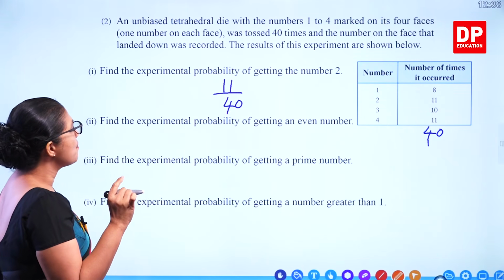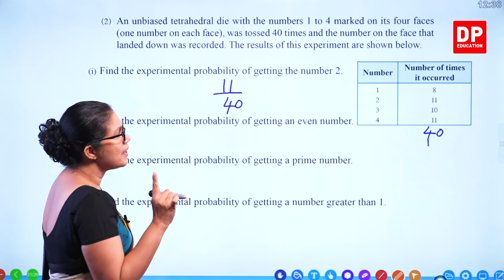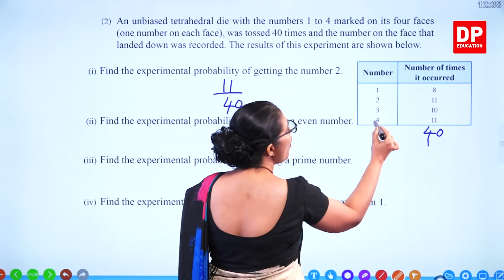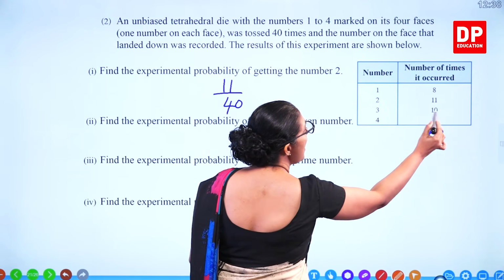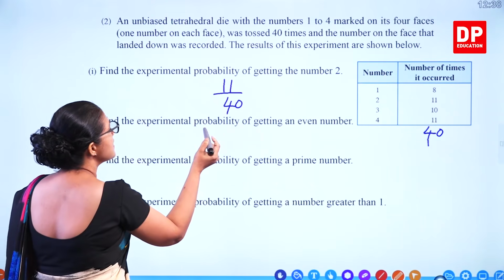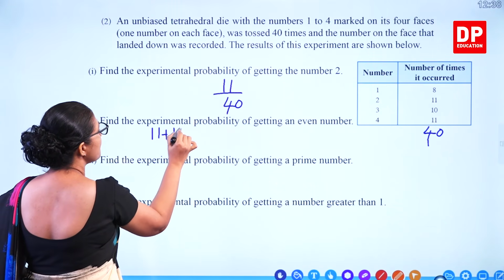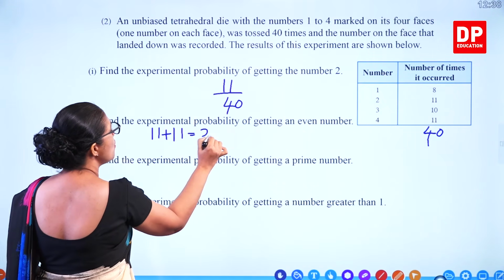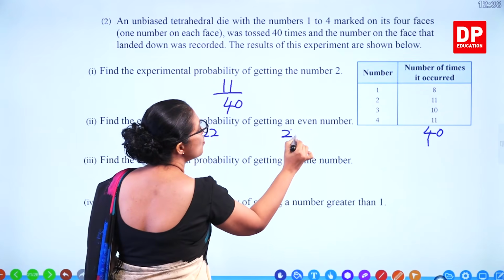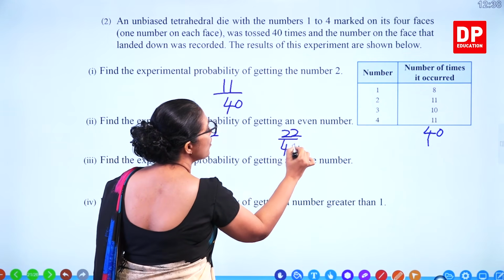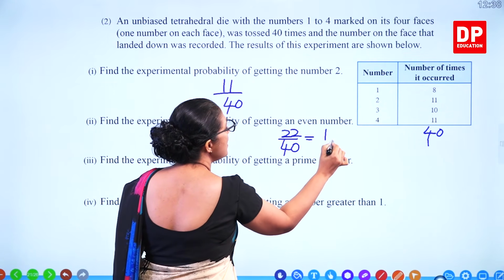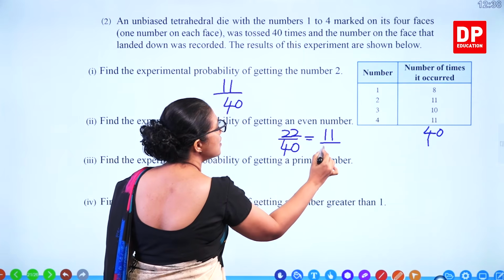Find the experimental probability of getting an even number. Even number means 2 or 4. 11 and 11. 11 plus 11, you get 22. So 22 out of 40. Or you can simplify and write 11 over 20.